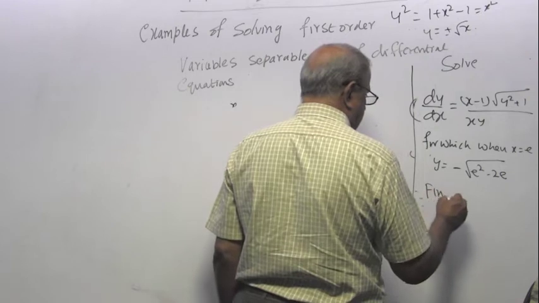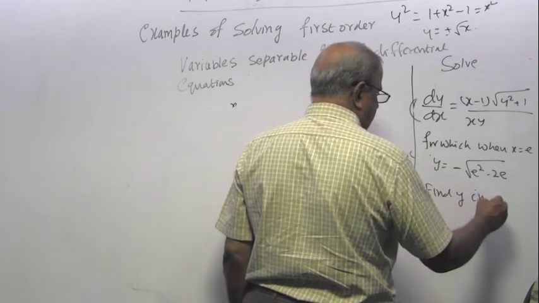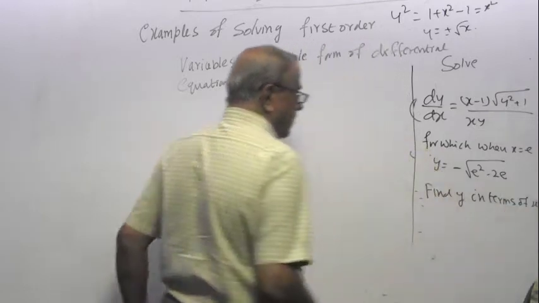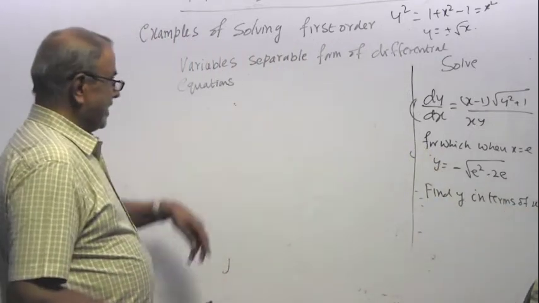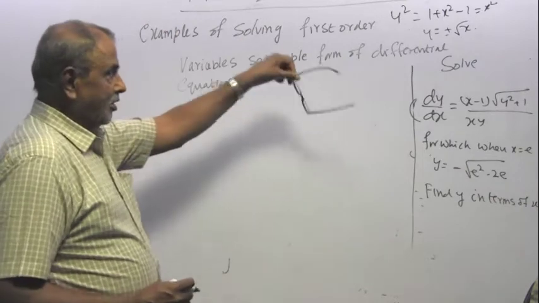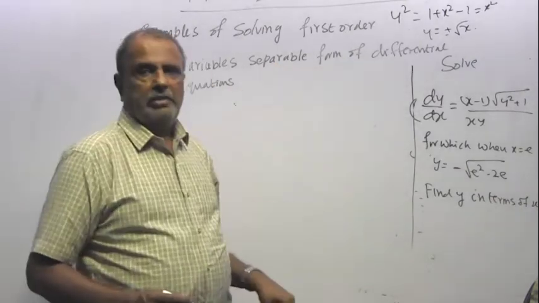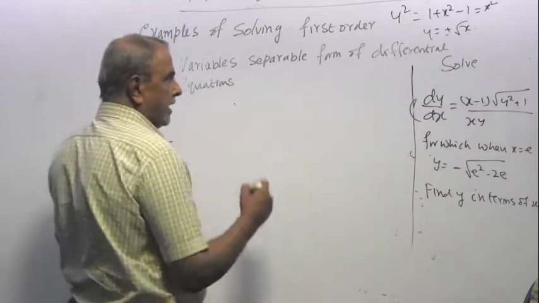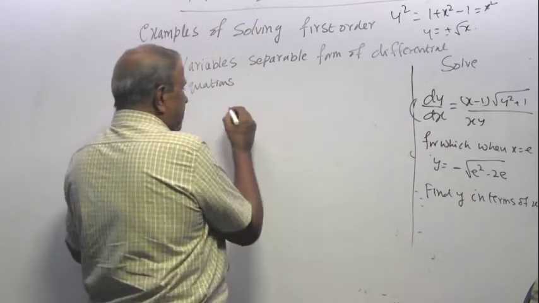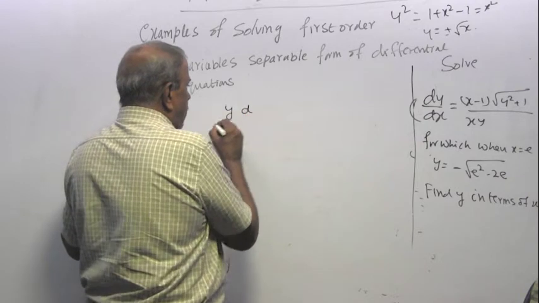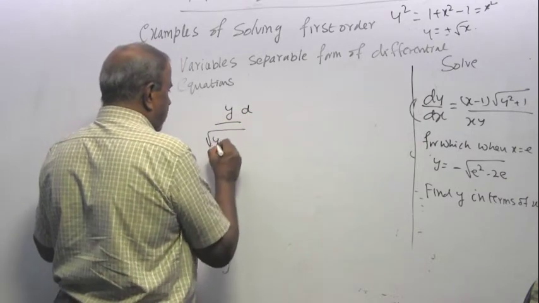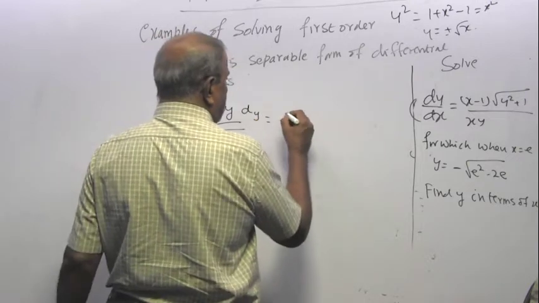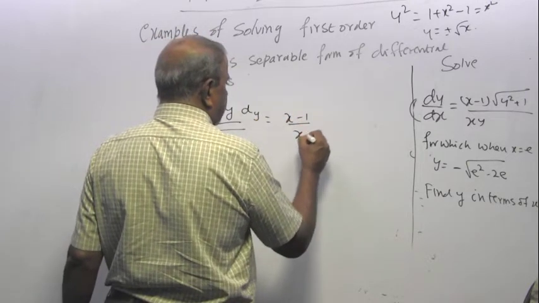Find y in terms of x. That's a good question, I think. Look, dy by dx has already been made the subject, so you don't have to make dy by dx the subject. Let's look at it the way it is. So rearrange it. I get y over root (y squared plus 1) dy equal to (x minus 1) over x dx.